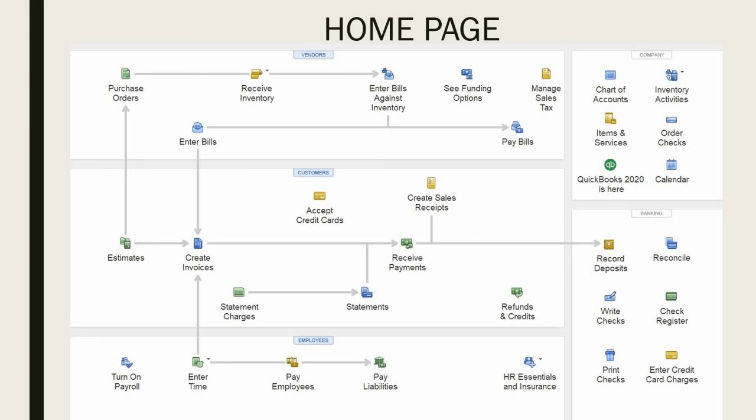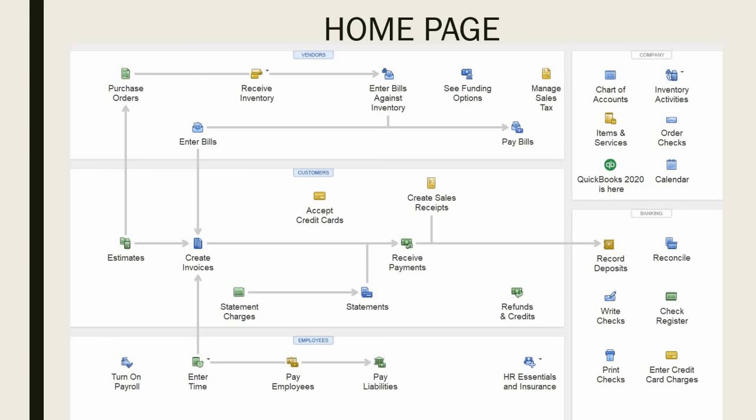Straightforward in regards to understanding the flow of a transaction. The bottom part is going to be your employees, right? If you have to enter in the time for them that they did their shift on, you have to pay them, and then you have to pay the liabilities for having employees, okay? And then you have company on the top right, and then your bank account or banking section as your bottom right.